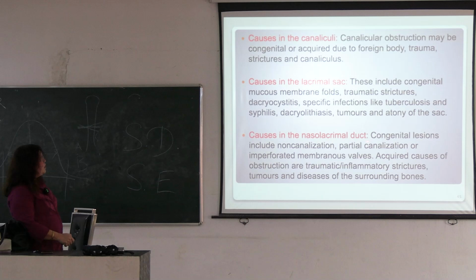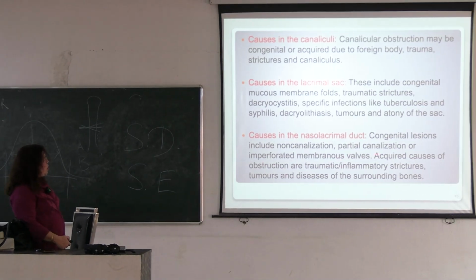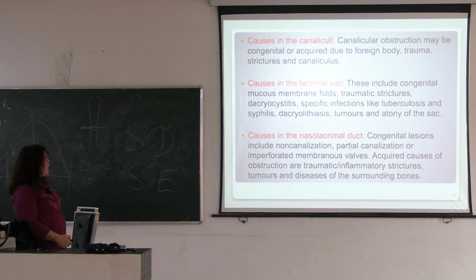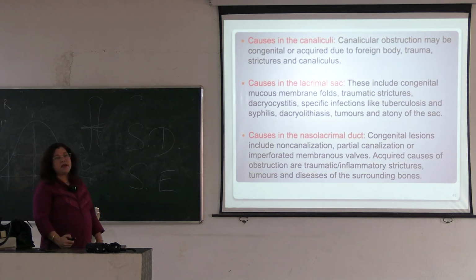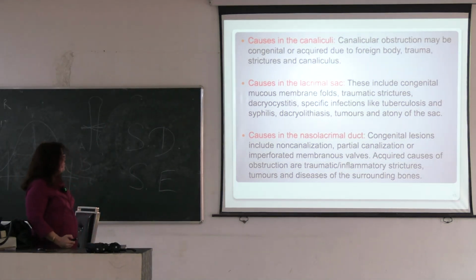Then other causes is the nasolacrimal duct, may be congenital lesions or non-canalization of the nasolacrimal duct or partial canalization or imperforate membranous valve. There is a valve present called Hasner's valve. When there is a blockage, that causes epiphora. And the blockage also may occur due to traumatic or inflammatory strictures or due to tumors.